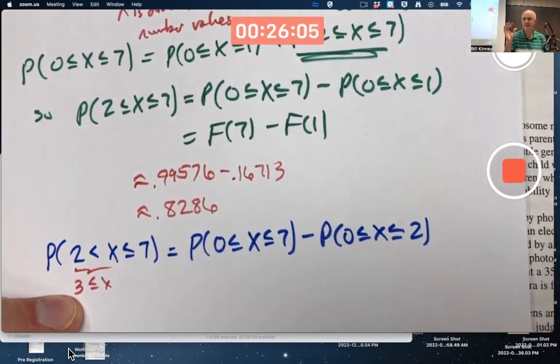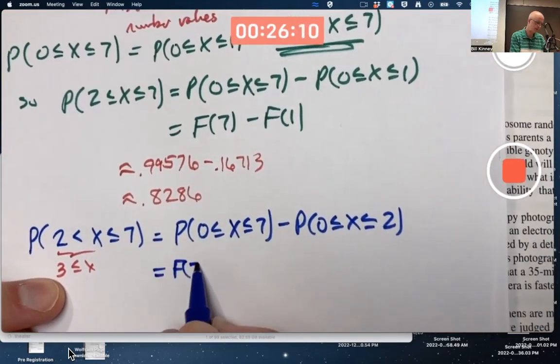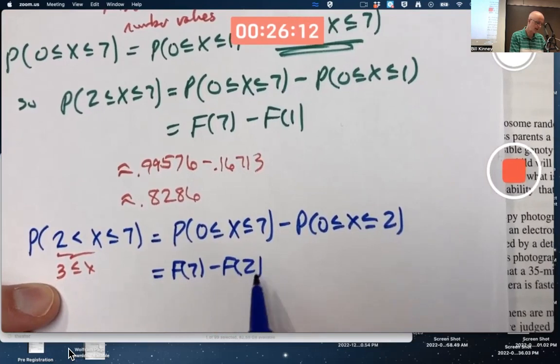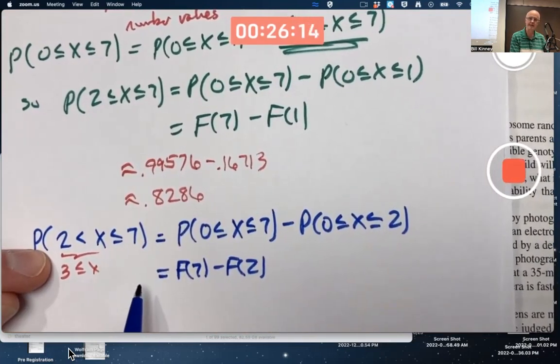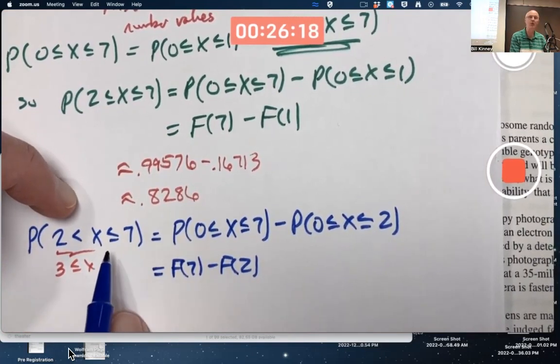Tricky, tricky, tricky. You got to be really careful. So this becomes capital F of 7 minus capital F of 2. So it's kind of like the fundamental theorem of calculus works in this kind of situation, if this first inequality is a strict less than, and the second inequality is a less than or equal to. Moral of the story, you got to be careful when X is discrete and you're doing these things.